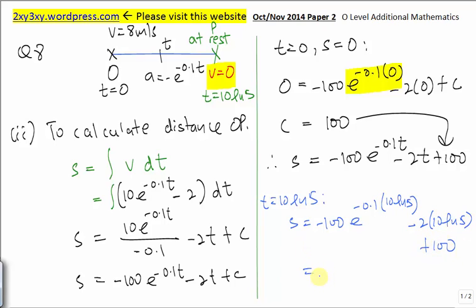Okay, so from the calculator, this will give us the value of 47.81, or 47.8 meters to 3 SF.